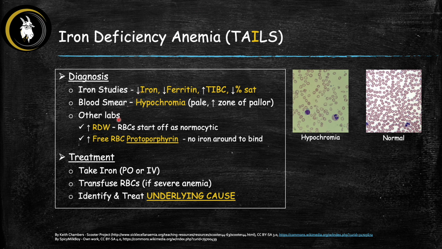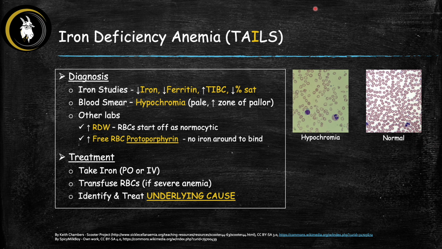Now, besides iron studies, there's a couple of other findings. On the peripheral blood smear, you're going to see hypochromia. Hypo means less, chromia means color. So this literally means that these red blood cells are going to be pale with an increased zone of pallor. And you can see that when you compare the red blood cells on this hypochromia smear with this one with a normal red blood cell smear.